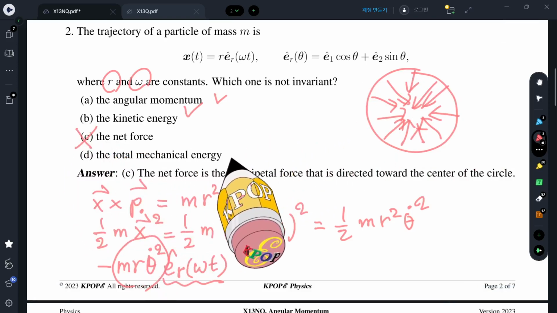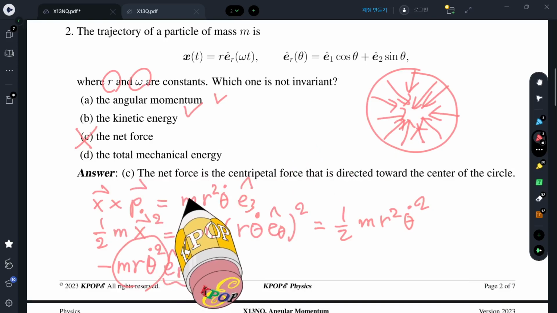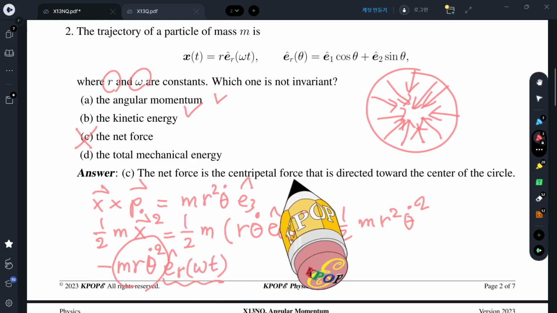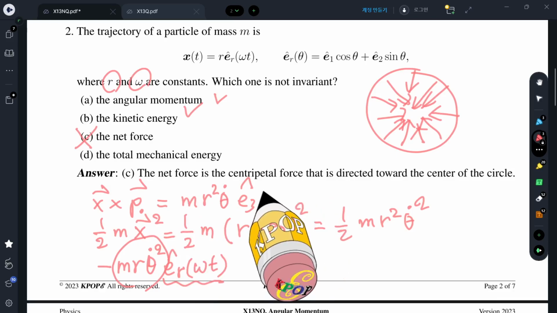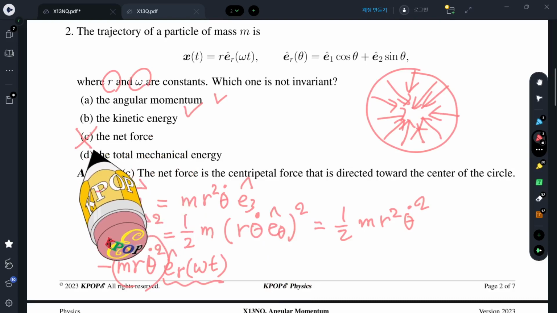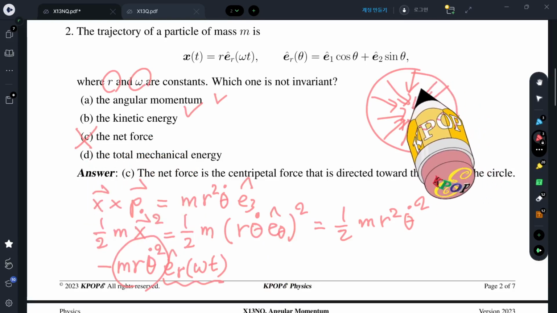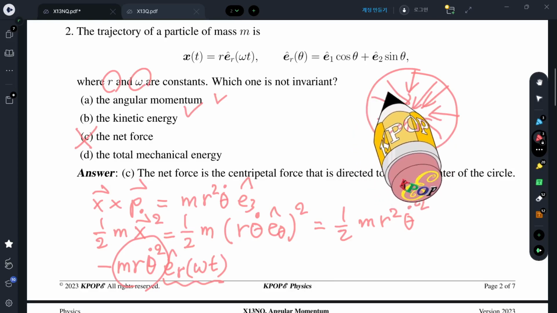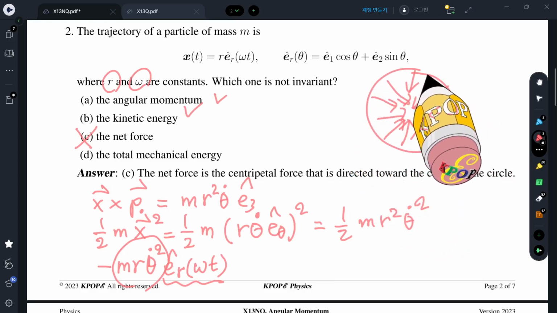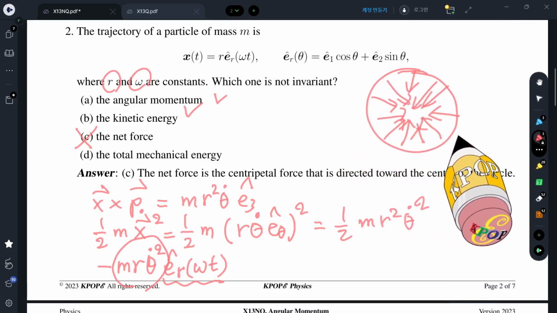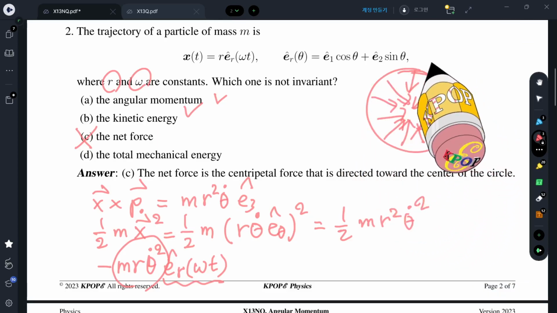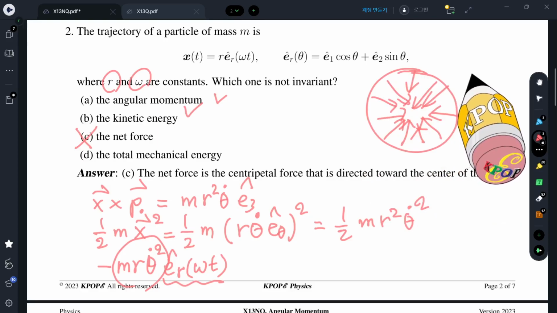The total mechanical energy: because the kinetic energy is invariant, the potential energy must be the same, constant. And the normal force, the net force, is the constraint force that keeps this particle restricted on a circular path with a constant uniform speed. So there is no potential energy at all.